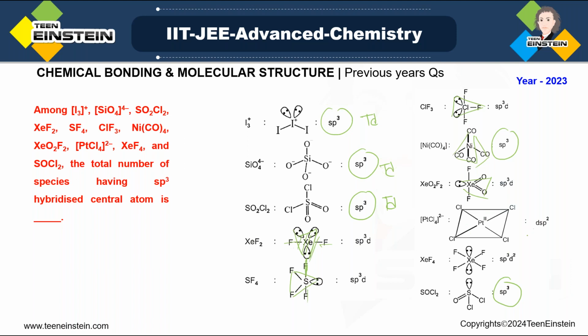Then we have square planar, dsp2 hybridization. That is for square planar. Then again we have sp3d2. This is actually octahedral, but you have a total of 4 atoms. So for the other 2 positions, because it is a total of 6 coordination, there will be lone pairs. But it is sp3d2, and the last one is again tetrahedral. Okay. So the answer should be 5, an integer.